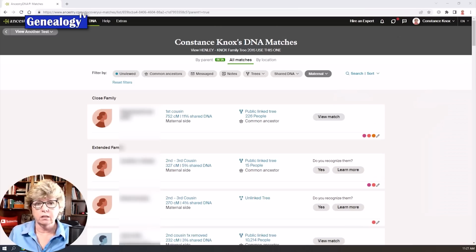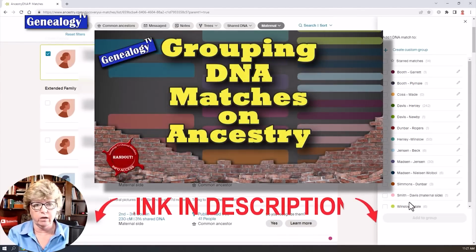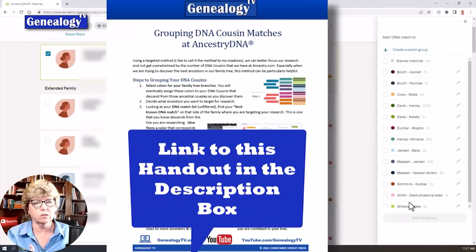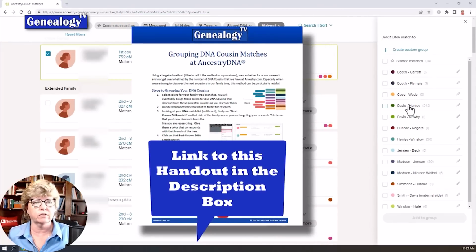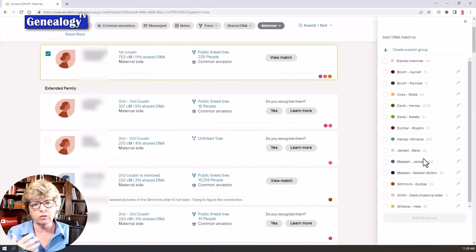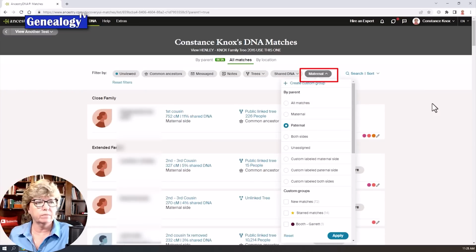Now, previously, Ancestry had announced the ability to add people or create custom groups. And so we can add some of these cousin matches to specific surname groups. And I did a whole episode on how to outline this, but I created this whole little system based on the color system that Ancestry allows us to use, but also within the family tree. And so that is a whole other episode if you want to learn how to group your DNA matches by surname and the branches of your tree. But for now, we can just work with the paternal or the maternal side, which is rather cool.